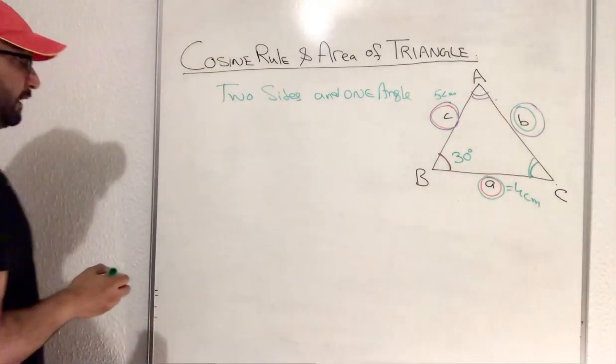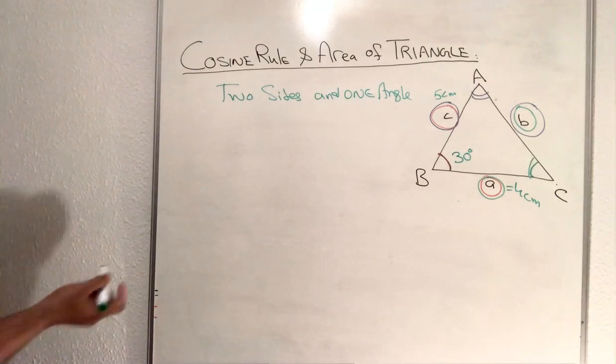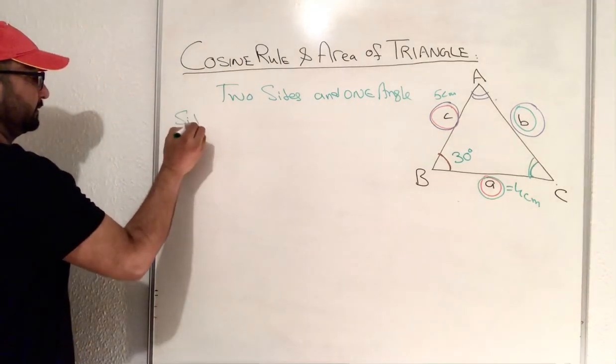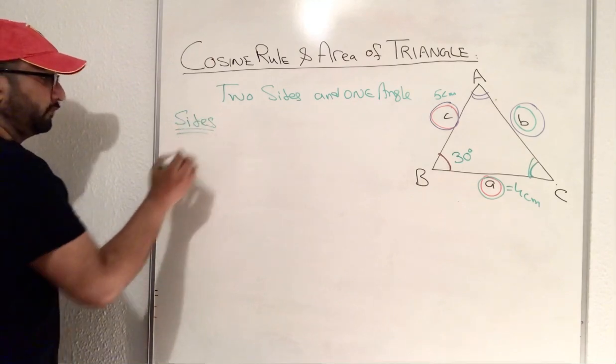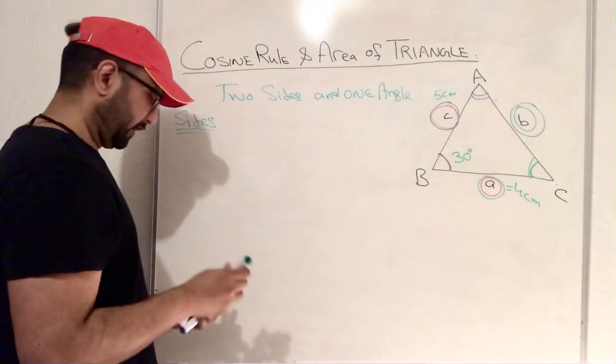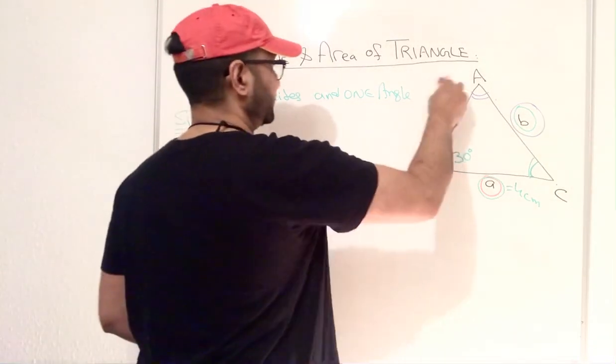So if they are giving you 2 sides and 1 angle, how do you find out a side? When you're finding out sides, you can find out the third side. There are 3 formulas. If they're giving you sides and we need to find out a side.